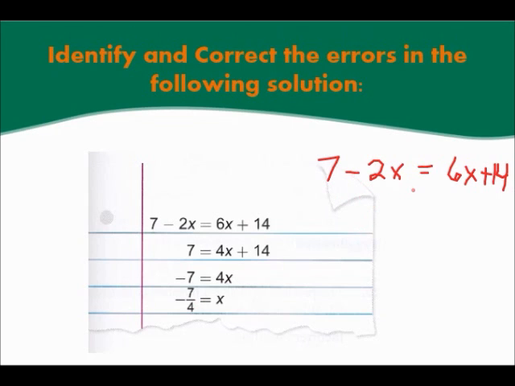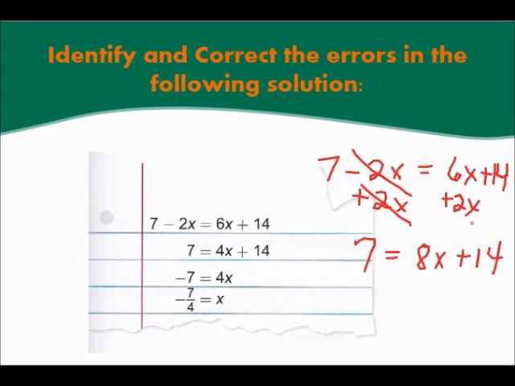The first thing I would do, I want to get all of my x's on one side, and that looks like what they did too. So I'm going to add 2x to both sides. I have 7 minus 2x plus 2x. That would be 0. You're left with 7 over here is equal to 8x plus 14. 6x's plus 2x's is 8x's.